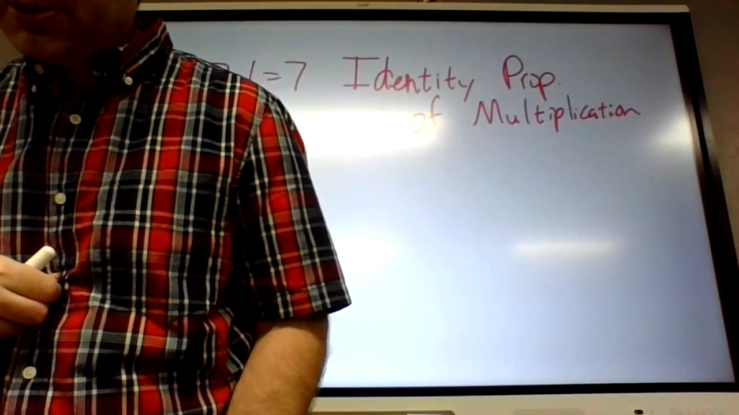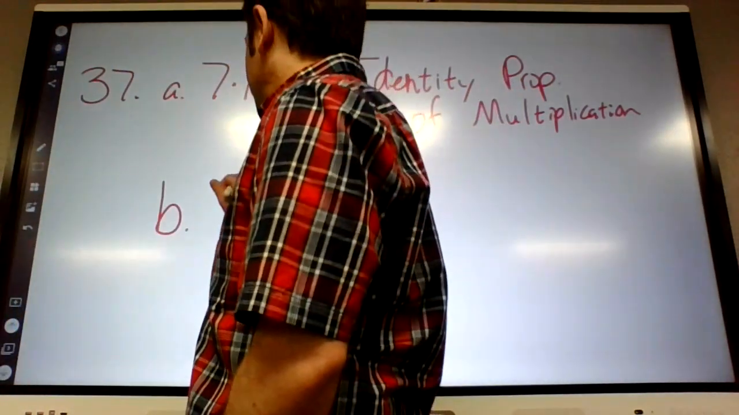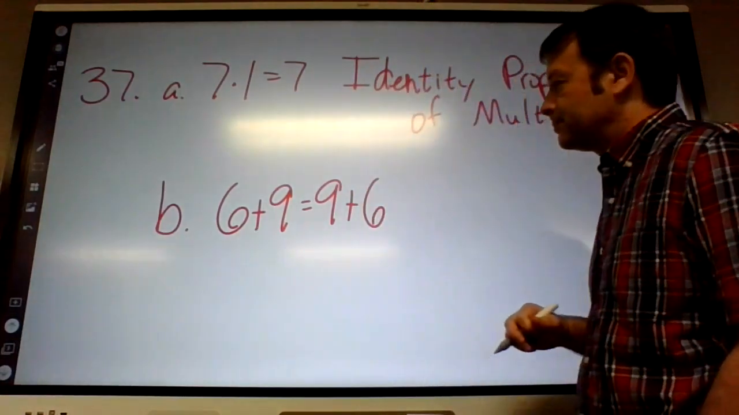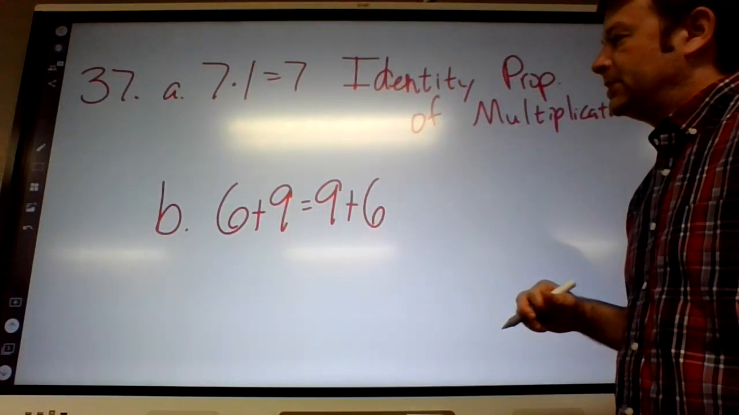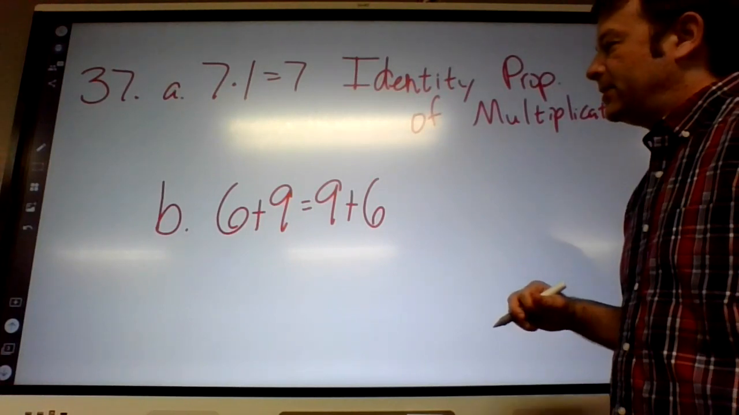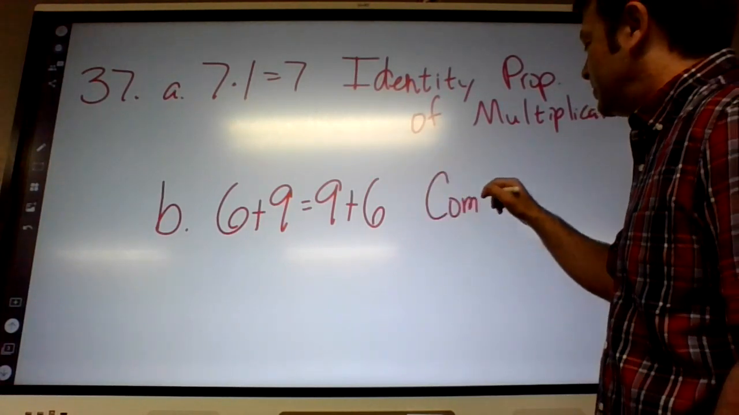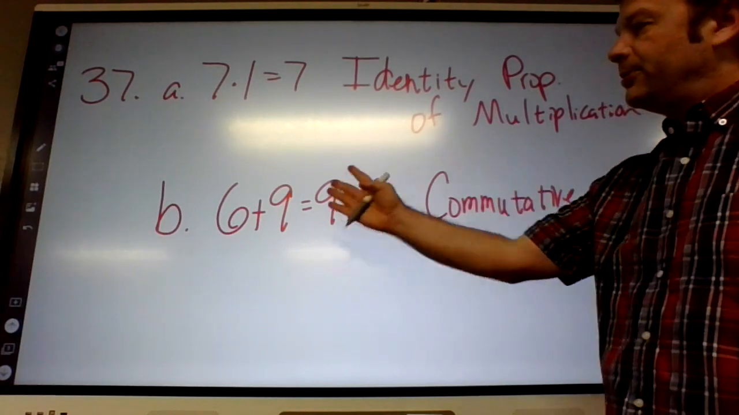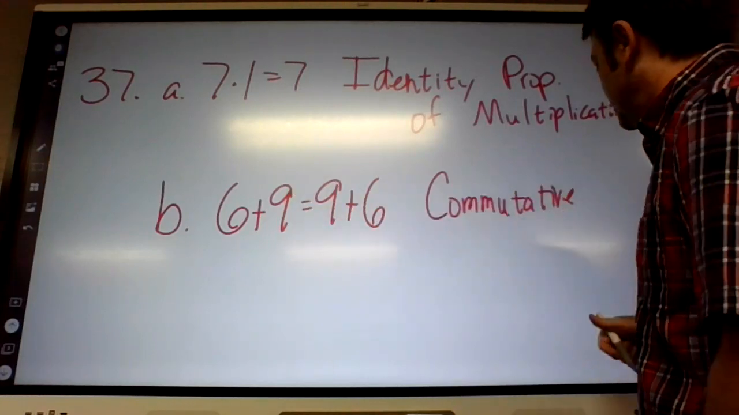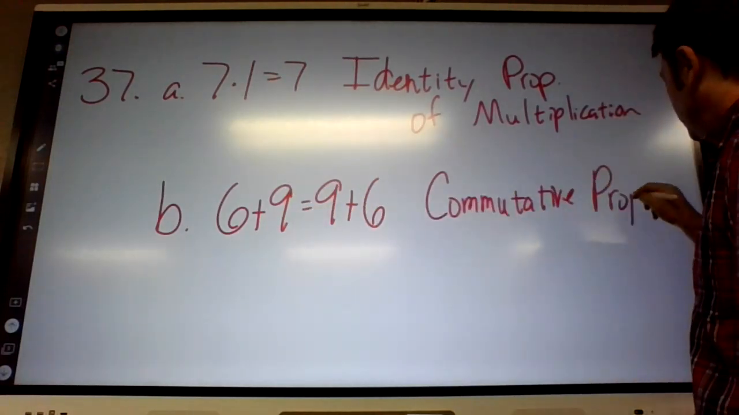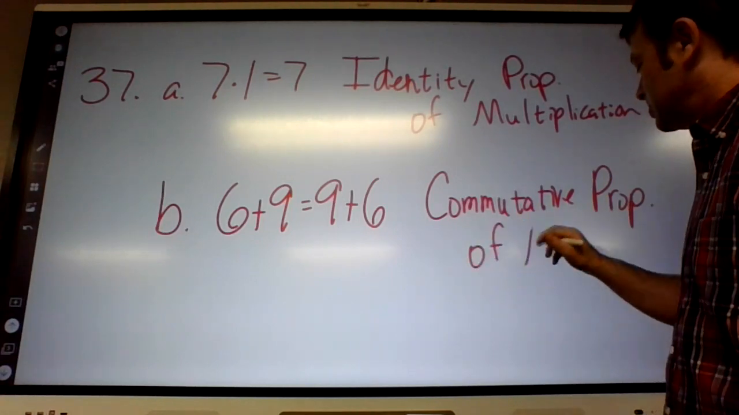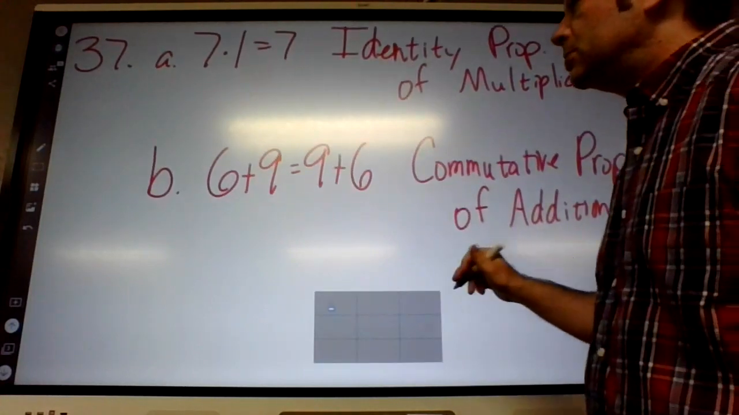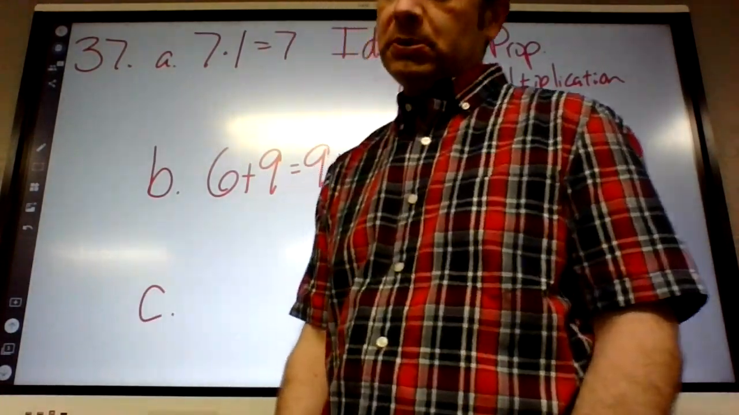B says 6 plus 9 equals 9 plus 6. What property is that illustrating? Symmetric. No. Commutative. Yeah, commutative property. That kind of is the symmetric, but that's not what they wanted. Commutative property of addition. It doesn't matter if you add those two numbers in different orders.